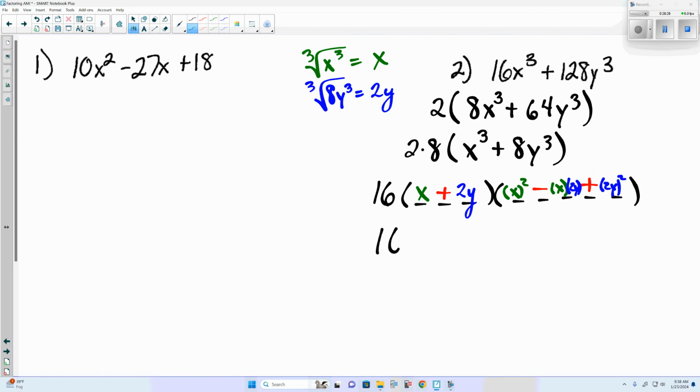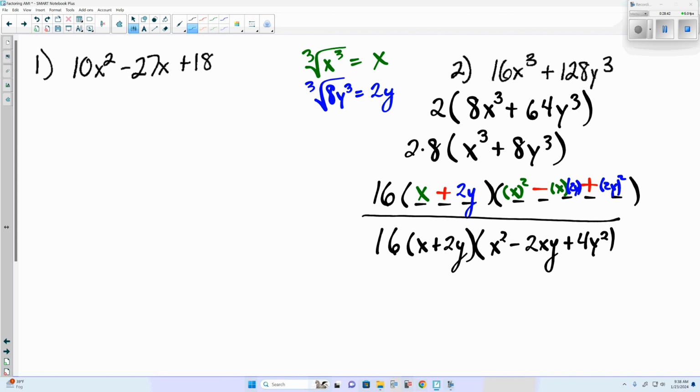But first we do need to finish this here, because it would be 16 times x plus 2y. Our x squared is going to be x squared. Our 2y times x is 2xy, and our 2y squared is 4y squared. The reason we do that is, according to number theory, that we put in alphabetical order and then descending power.